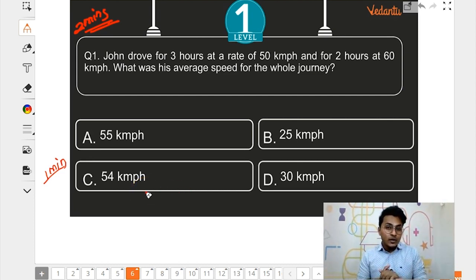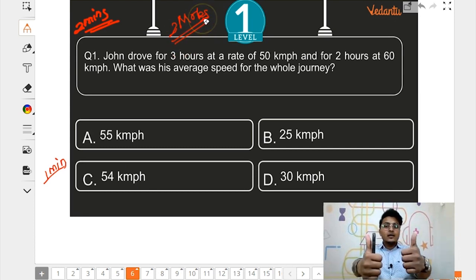Congratulations for all those students who were able to solve this within 2 minutes, because this is a question stating for 2 marks. So if you're able to do it under 2 minutes or under 1 minute, you guys are awesomely super.